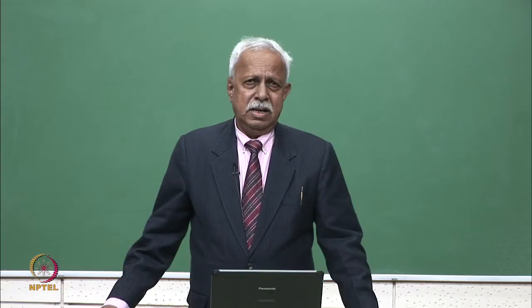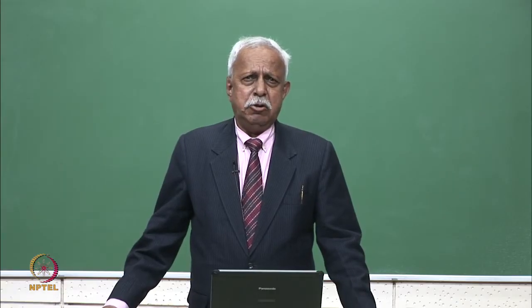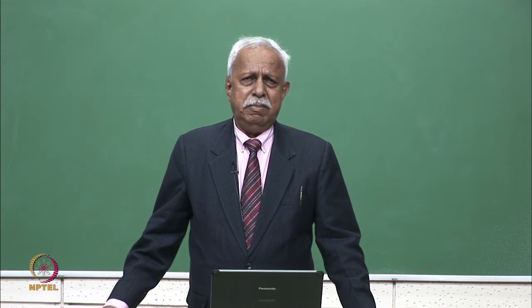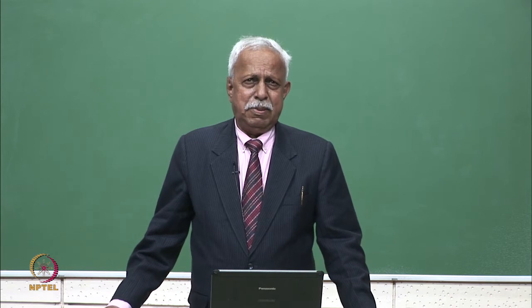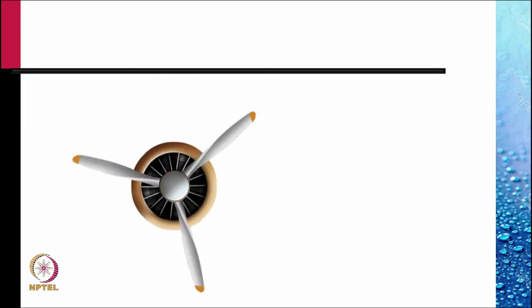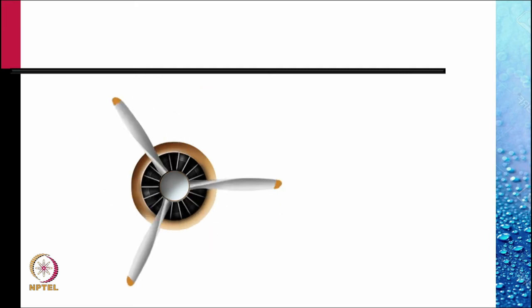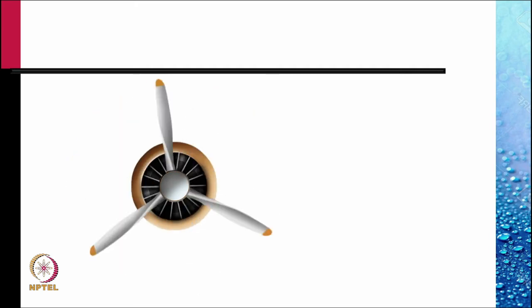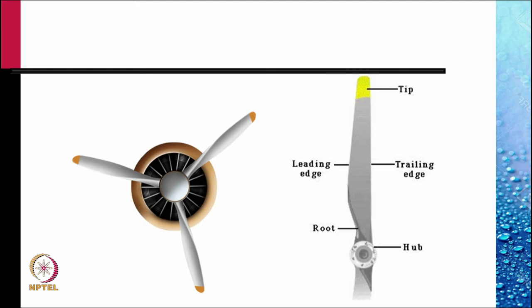Welcome back. In today's lecture, we will cover the aerodynamics of propellers and windmills. First, the propeller. A propeller is a screw-like rotating device which rotates to produce thrust. It has multiple blades. Each blade is an aerofoil with a leading edge, a trailing edge, a tip, and at the root it is connected to the hub.